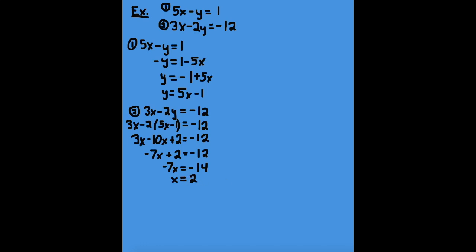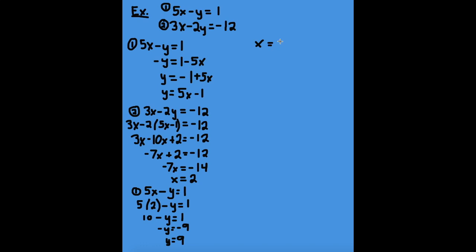We solved for x, so we need to solve for the y value now. We can plug x equals 2 into any of the two original equations to solve for y. Let's plug it in the first equation. The first equation is 5x minus y equals 1. When we plug in x equals 2, we get 5 times 2 minus y equals 1. We get 10 minus y equals 1. When we subtract 10 on both sides, we get negative y equals negative 9. And when we divide by negative 1 on both sides, we get y equals 9.